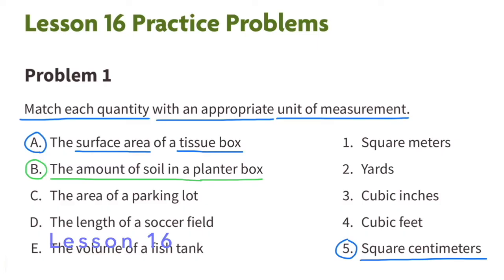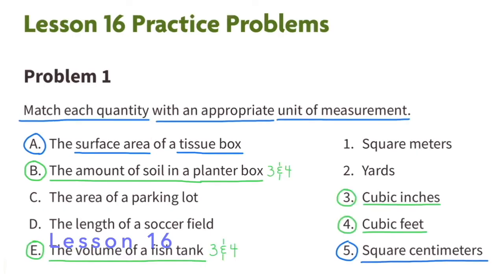I also don't know the size of the fish tank. So a planter box and a fish tank can both be large or small. So I can select the same answers for B and E. B can be 3 or 4, cubic inches or cubic feet, and so can E. The volume of a fish tank can be cubic inches or cubic feet.